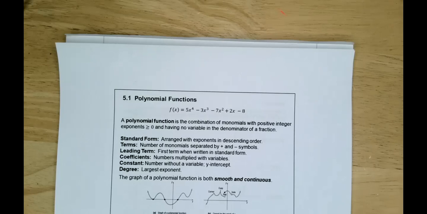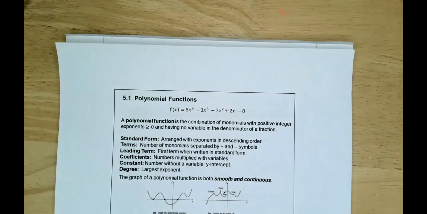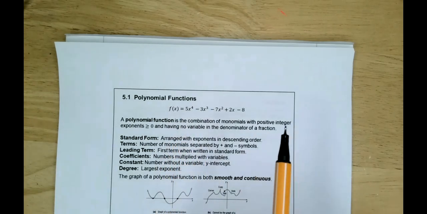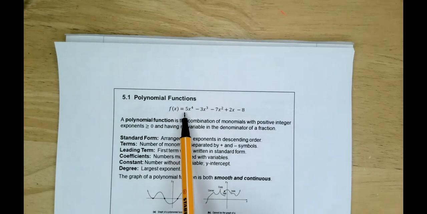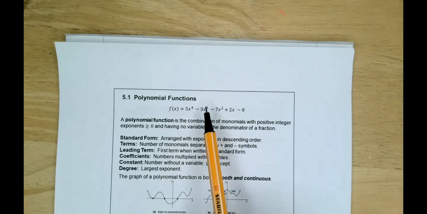Okay, so here we have f of x equals 5x to the fourth minus 3x cubed minus 7x squared plus 2x minus 8. This is an example of a polynomial because poly means many, and we have many terms here. Good. 1, 2, 3, 4, 5 terms. We have separated the terms with the operations minus or plus. Okay. So a polynomial function is the combination of monomials.